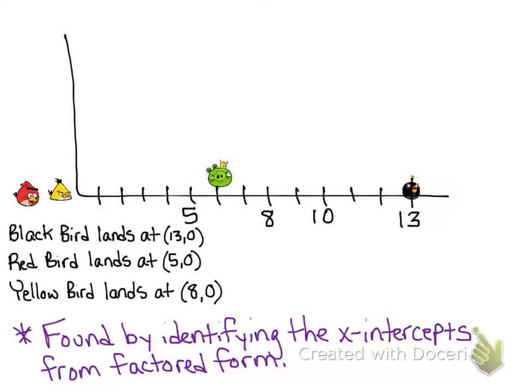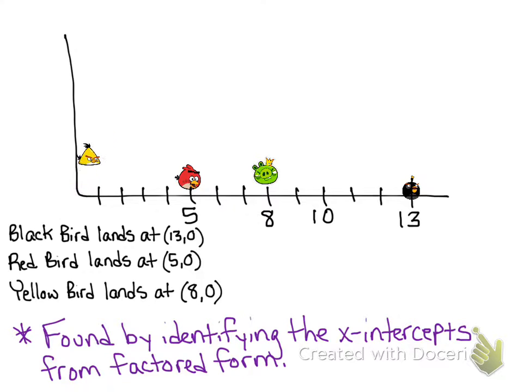So we'll throw the red bird next, and the red bird will land at 5. That's in front of the pig king, so pig king is going to move backwards 2 spaces. That puts him at the point (8, 0), which is where the yellow bird lands.